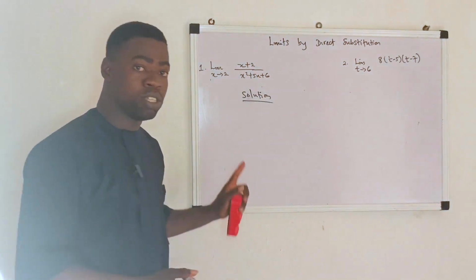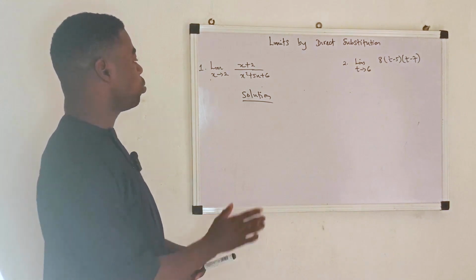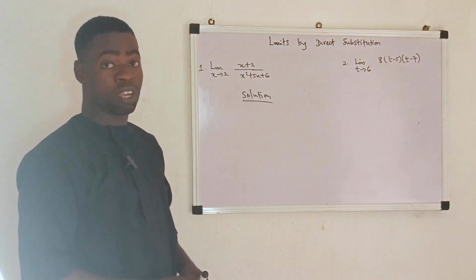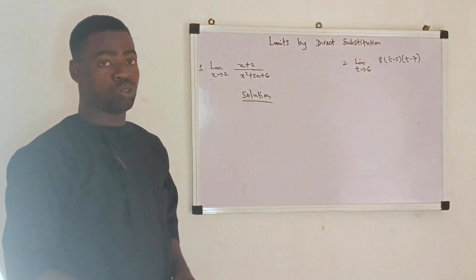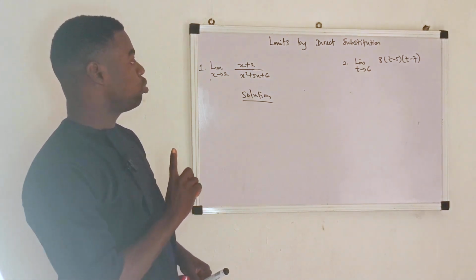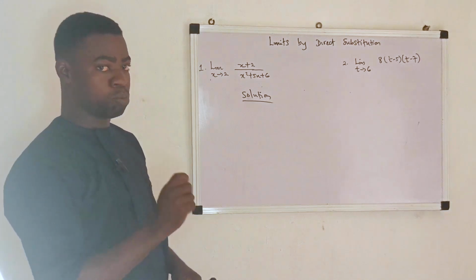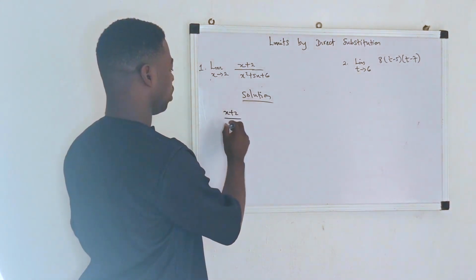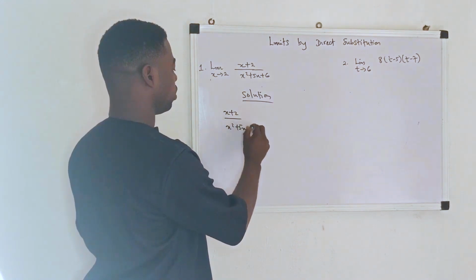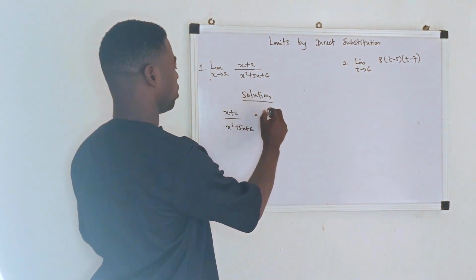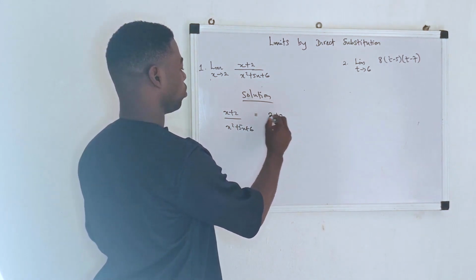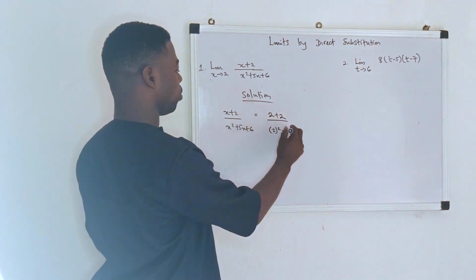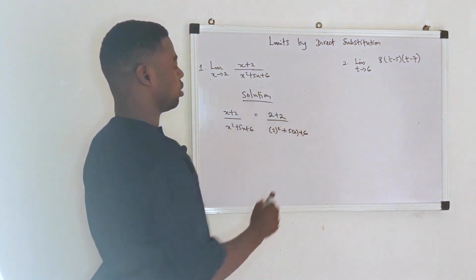Okay, so to evaluate this limit using substitution method, all we need to do, because it says the limit of x plus 2 divided by x squared plus 5x plus 6 as x approaches 2, is to substitute x for 2 because x approaches 2, right? So this becomes 2 plus 2 divided by 2 squared plus 5 times 2 plus 6, right?